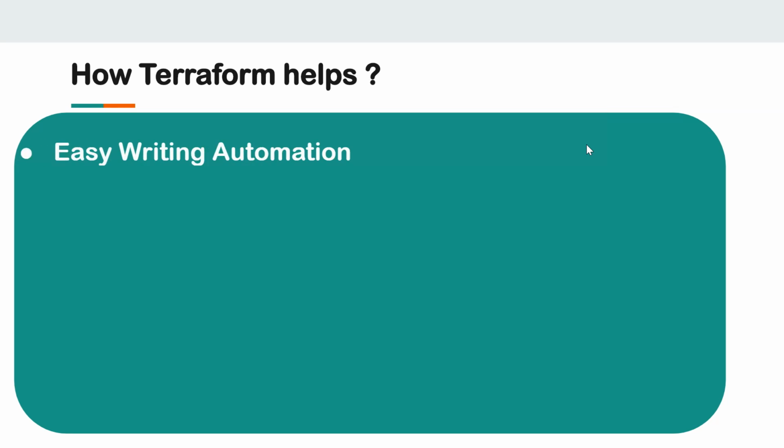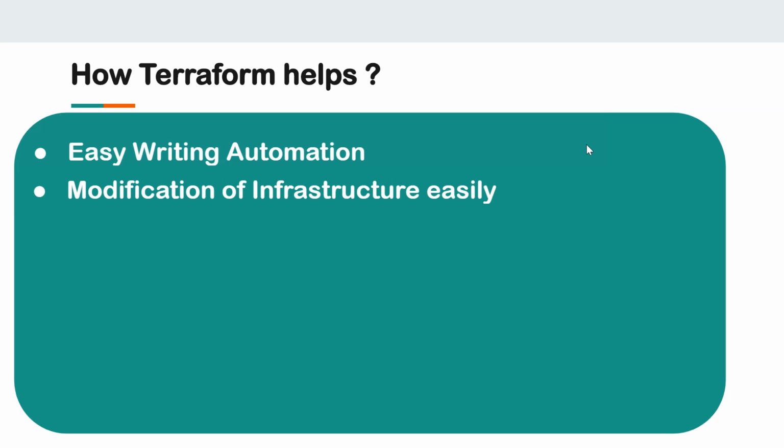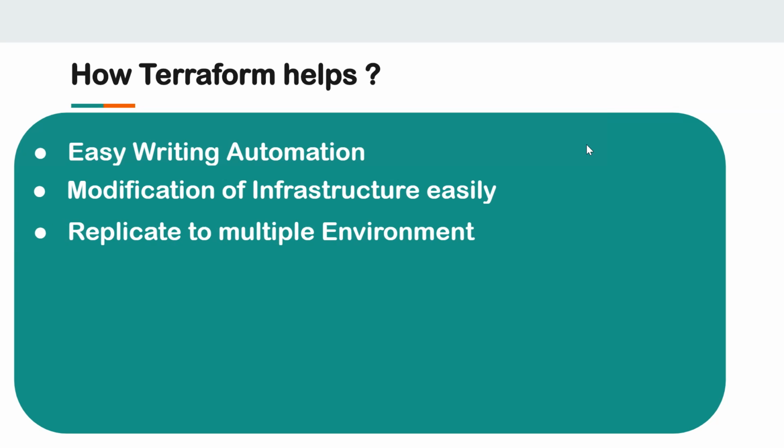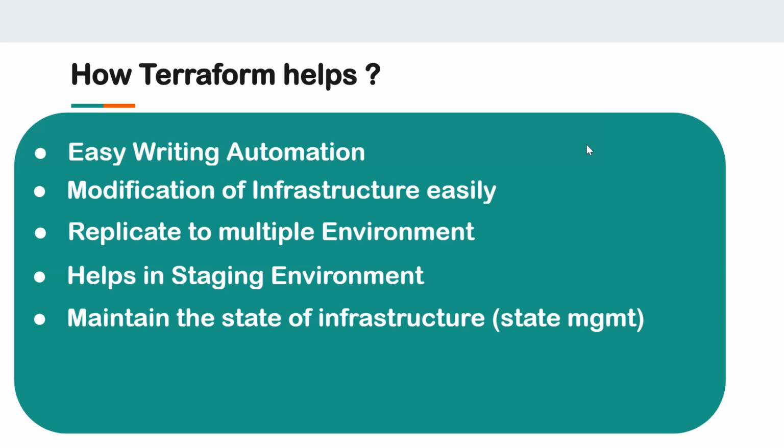So how does Terraform help us? It's easy to write the automation. Modification of infrastructure, that is the code of your script, is really easy. If you simply want to change your instance type, you can change it from your script. It helps replicate the multiple environments which we have discussed, the staging environments. It maintains the state of your infrastructure, this is state management. We will see this in the next slide. This is one of the base use cases for Terraform, where I can maintain the state. So it will not create new resources each time, it will check what my state is, and then it will create the diff of that particular state.